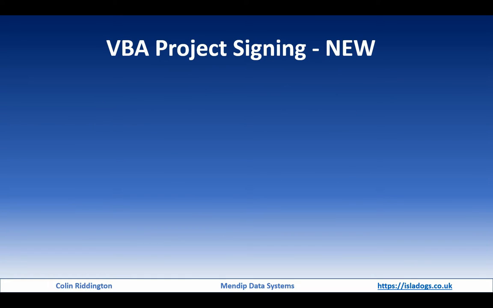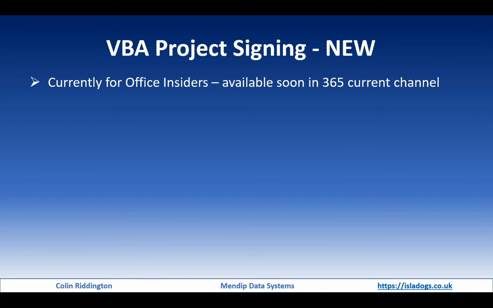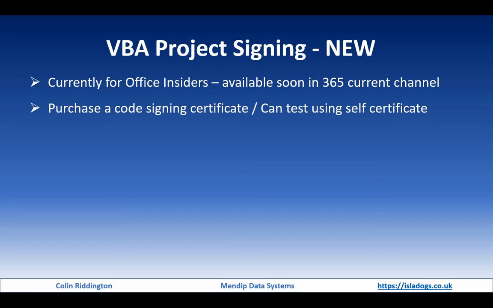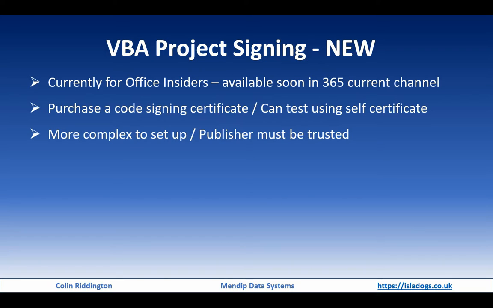Whereas the new project signing feature, currently only available for Office Insiders, but within a month or so it will be available to everybody, probably by the end of the year. To use it, you will need to purchase a code signing certificate from SELFCERT.exe or VeriSign or any other professionally approved certificate supplier, or you can test the process using self-certificates. You can't distribute your files with those, they won't work on another computer. It's definitely more complicated to set up, at least until you get used to it, and you, as the developer, are the publisher, and you must be trusted by the client.